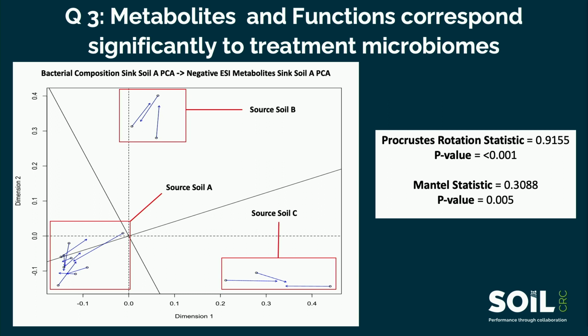The Mantel statistic shows whether it's positively or negatively correlated, so a value between -1 and 1. So roughly, fairly positively correlated metabolites to the compositions in the treatments. This was also backed up by carbon substrate utilization, which showed a very similar result.